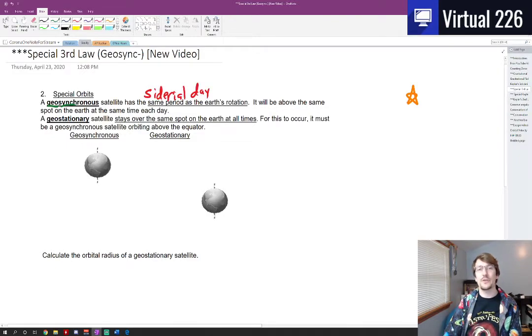And a sidereal day is one where you will see the stars in the same position at this point in time. And a sidereal day is just slightly shorter than Earth's actual rotation. A sidereal day is 23 hours, 56 minutes, and some amount of seconds. I can't remember what it is. Doesn't really matter. If you didn't have this sidereal day, then your constellations would never change.